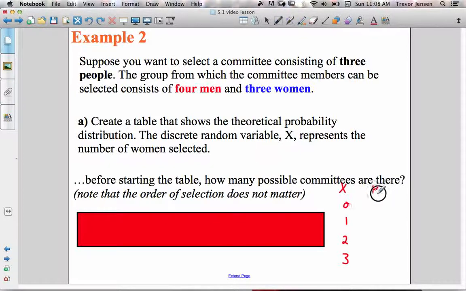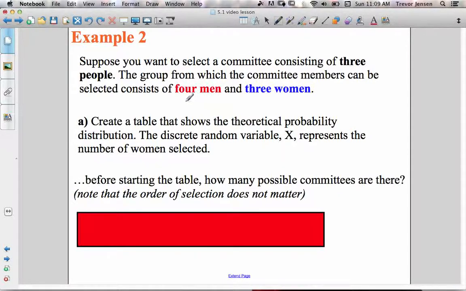Then if we want the probability of each of those values, if I want to figure out the probability of 0 women being on the committee, I'd have to figure out, okay, well, how many ways could that happen? And then I have to divide that by the total number of committees that are possible. If I want the probability of 1 woman on the committee, I have to figure out how many ways could that happen, and divide that by the total number of committees possible. So that's why at the beginning here, I'm first going to start off with figuring out what I am going to be dividing each of the probabilities by. I'm going to figure out how many possible committees there are.